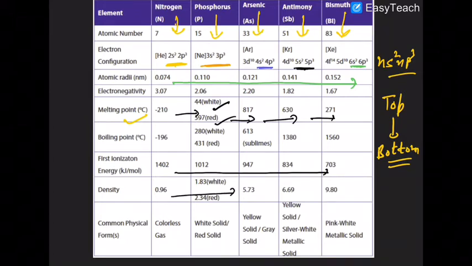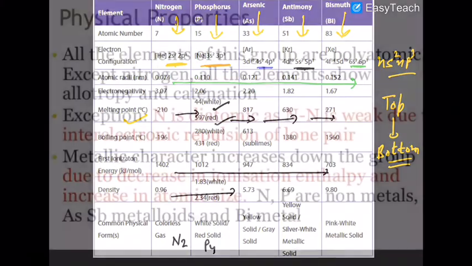And common physical properties: nitrogen exists as N2 and is normally in the gaseous state, while phosphorus exists as a P4 tetrahedral unit. Similarly in case of arsenic, antimony and bismuth. So you have to keep all those things in your mind.